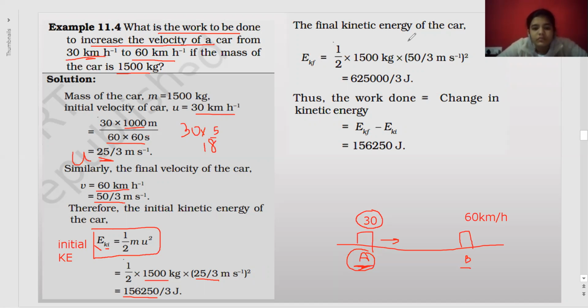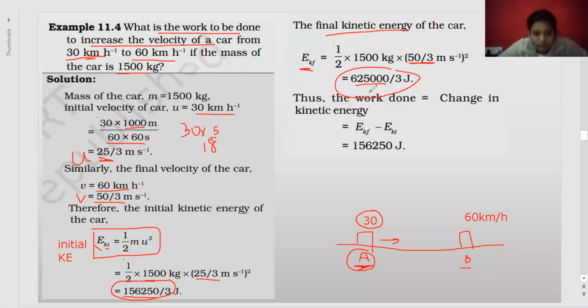Now when the body reaches position B, we will find the final kinetic energy. So we have written EKF. F means final. In this case, we will be using the final velocity, that is 50 by 3, this one, v. Okay, so here we will get this. We can clearly see that it was 156250, and here it is 625000 upon 3.